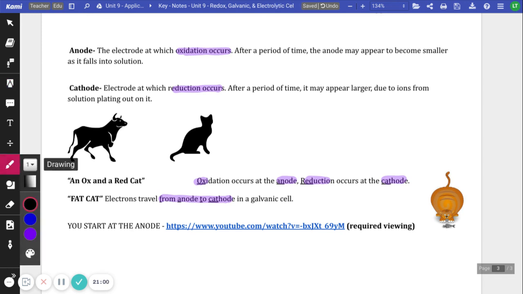Another way I always remembered it, that I liked, is that it's alphabetical. So it flows from A to C.